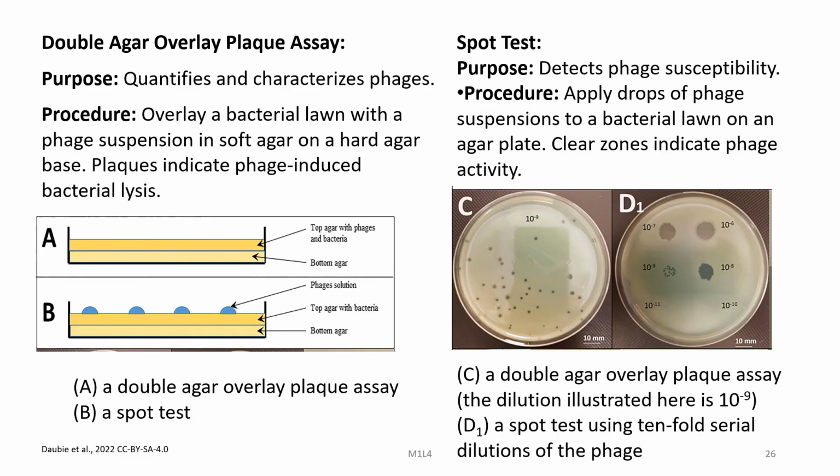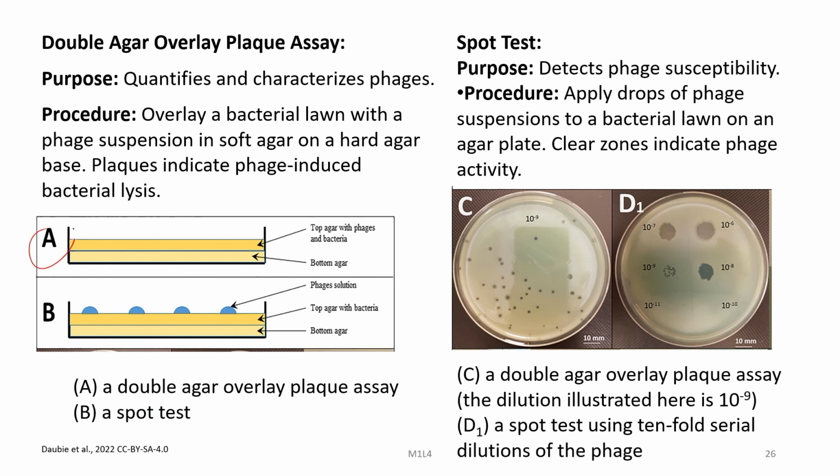Next, let us discuss about the double agar overlay plaque test. So, the purpose of these particular tests is to quantify and characterize phages. The procedure includes overlaying a bacterial lawn with a phage suspension in soft agar on a hard agar base. Plaques indicate phage induced bacterial lysis.